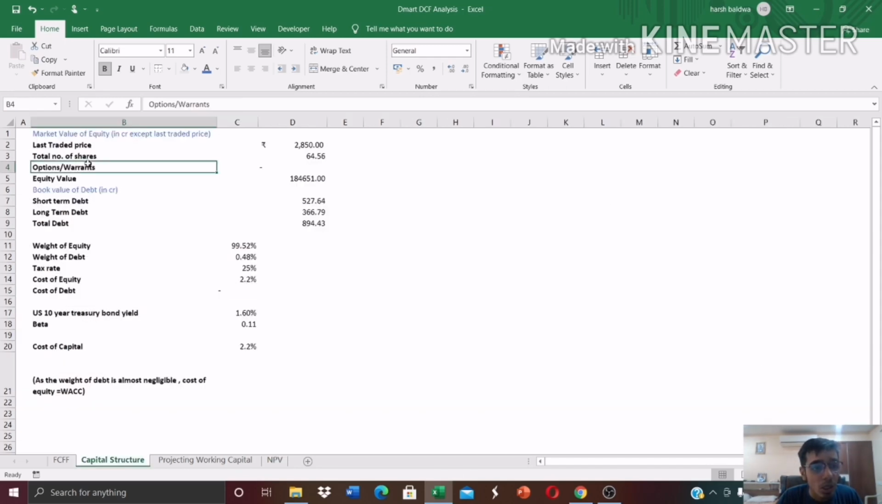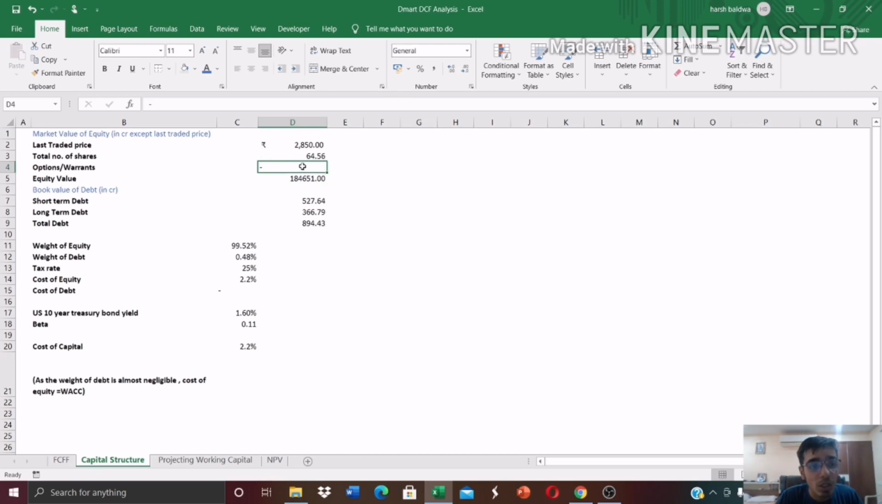Number one is, in this case there are no options and warrants. Now what are options? Basically they are rights. It is the right to purchase the company's share at a particular price in the future, and they are usually given to employees and are called employee stock options. In case options were there wherein the employees could purchase the stock in the future at a particular price, the number of shares would have increased, right? So again, if the number of shares would have increased, the equity value would have increased.